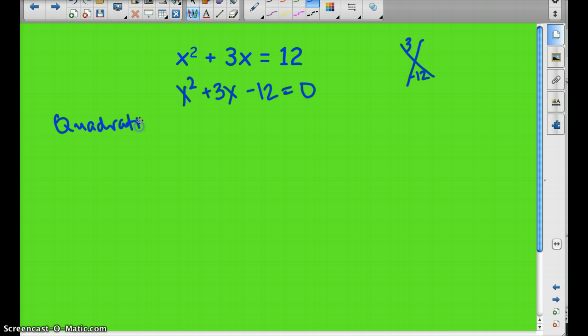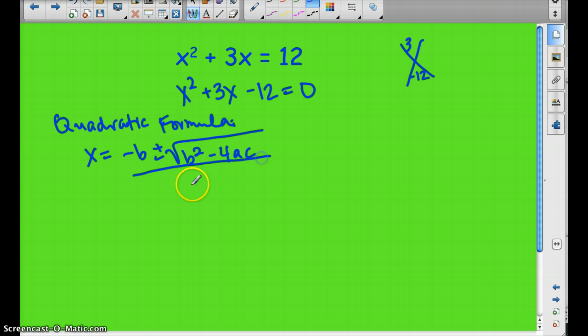And if you want to write it down in your packet, you may. I don't know if there's a spot for it, but I will let you go ahead and write it down. It is x equals negative b plus or minus the square root of b squared minus 4ac all over 2a. So in this equation, a is 1, b is 3, and c is negative 12.